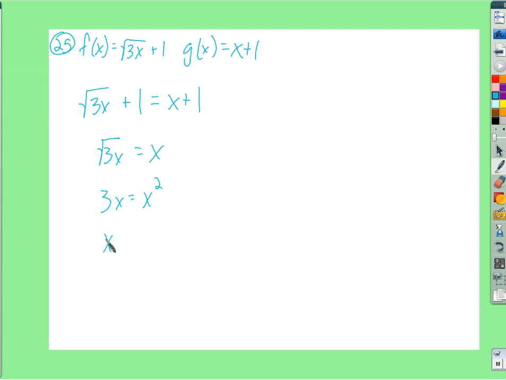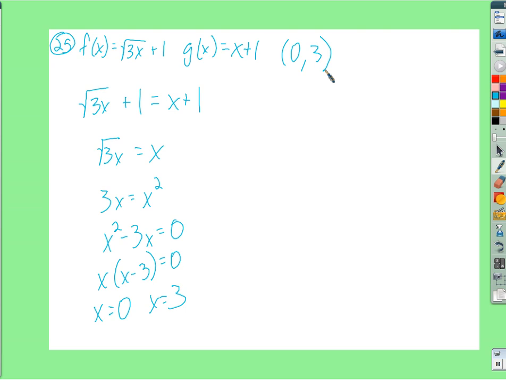Don't divide by x. Subtract 3x. X squared minus 3x. When you divide by x, it disappears, and then you lose the solution. So we get x squared minus 3x equals 0. Factor out an x. When you get the quadratic set equal to 0, you're going to factor, and use the zero product rule. So they intersect at 0 and 3. So we're going to want to find the area between 0 and 3.